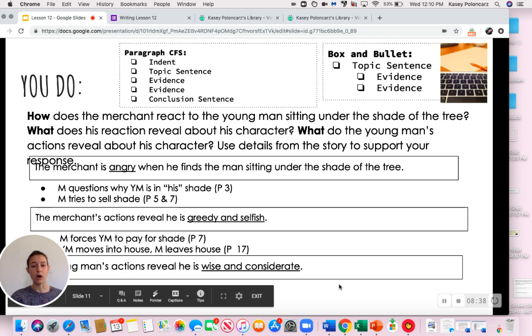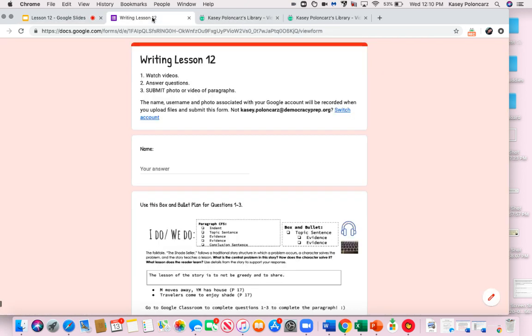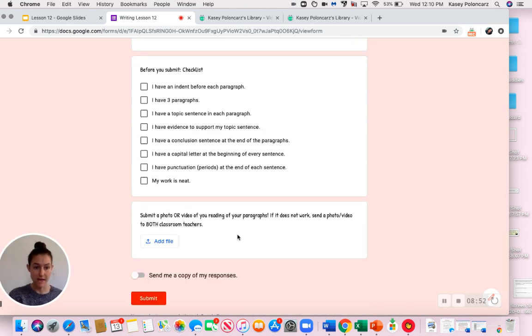So then, when I'm done writing my 3 paragraphs, remember you're going to be writing for some time, you're going to write your 3 paragraphs using your box and bullet plan. I'm going to go to my Google form, and I'm going to submit it. You are going to put your work in the Google form right here. If you have issues with it, you're going to text your teacher a photo or video. An option is you can show your work, or you guys can read your work. So if you want to read your beautiful paragraphs, please do that.